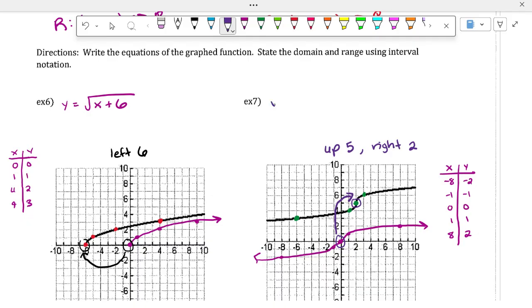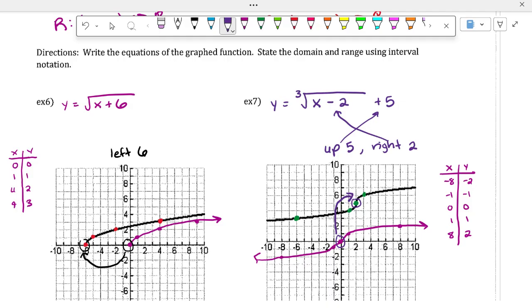So I'm going to translate that to my function. The cube root of, so under the radical is the right. So how do I write it? X what? How do I write right 2? Nope, minus 2. And then up 5. Plus 5 outside the radical. So up 5's here, right 2's here. And that's your function.